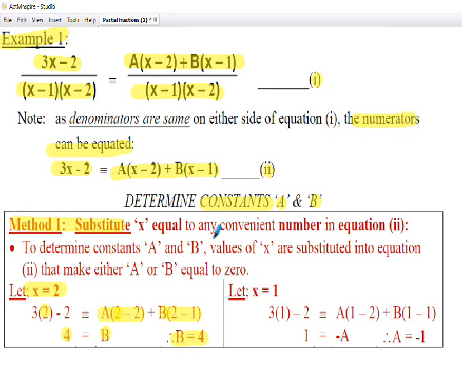Going to the next bracket, x minus 1, I need to make the value of x 1 there to make that bracket go to 0. So again I place the value of x equals 1 wherever I see an x in equation 2. Left hand side, 3x take away 2, that would be 3 times 1 take away 2, that gives me 1. On the right hand side I have A open bracket x minus 2, so that will be A open bracket 1 take away 2, and the B bracket will disappear as it goes to 0. Again, doing the numbers on this, we find that A is equal to minus 1. So we've solved for our two constants.